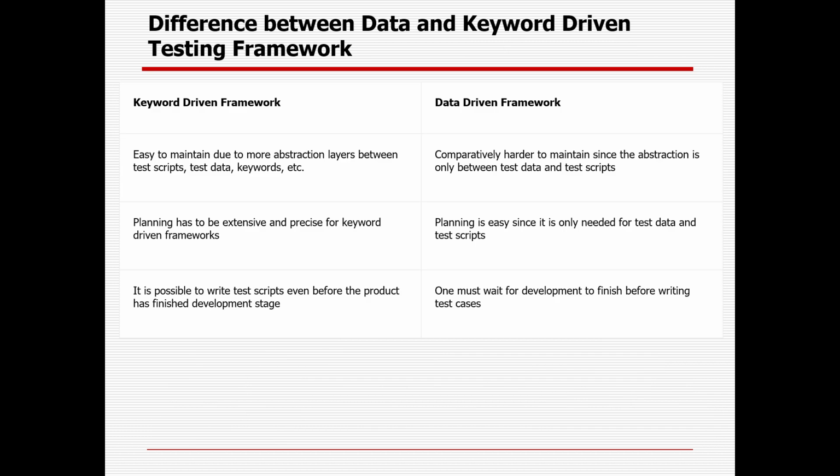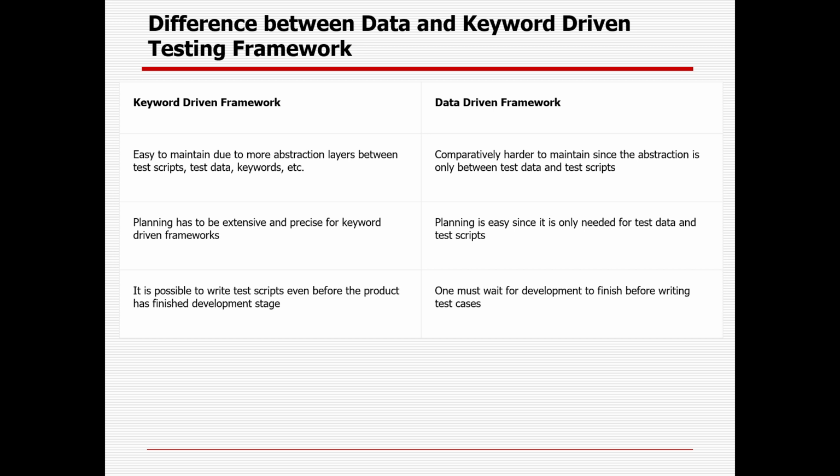Sometimes people ask what is the difference between the keyword and a hybrid framework, and the data driven framework. The data driven framework is the same test case with a variety of data. But keyword driven is the same keyword implemented in multiple test cases. Keyword driven is easy to maintain due to more abstraction layer between test script, test data and keyword. Whereas data driven framework is comparatively harder to maintain since the abstraction is only between the test data and the script.